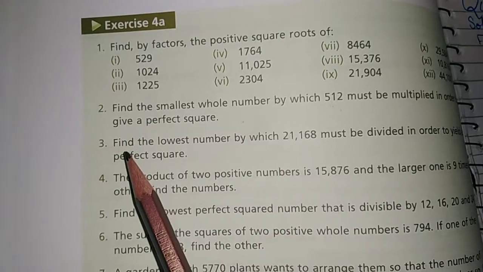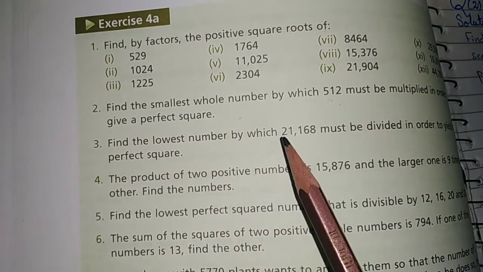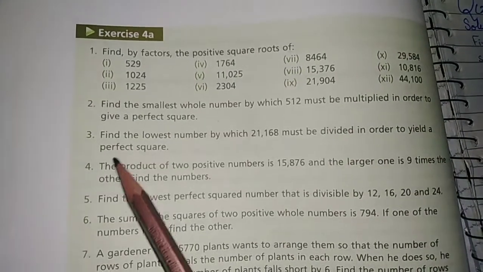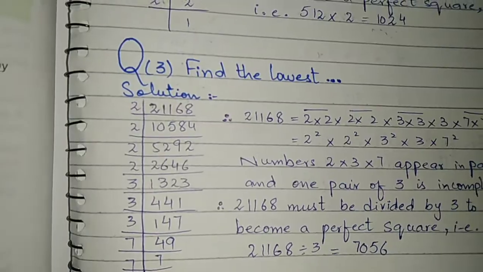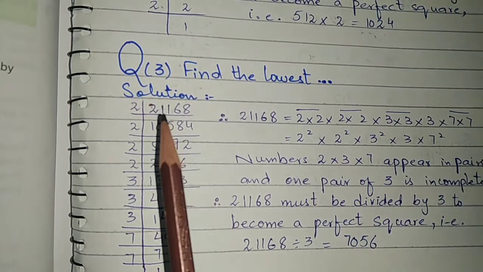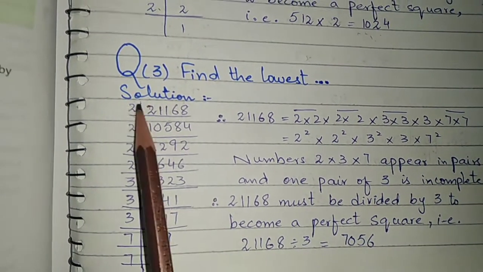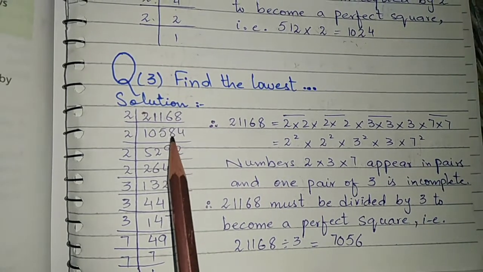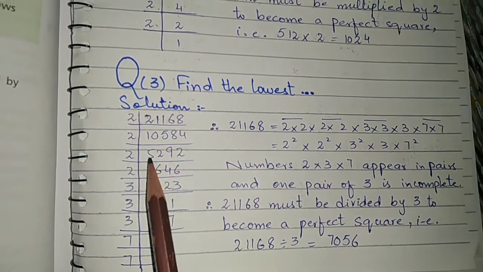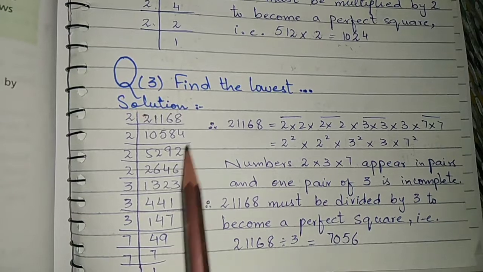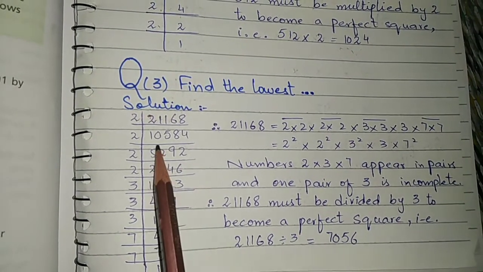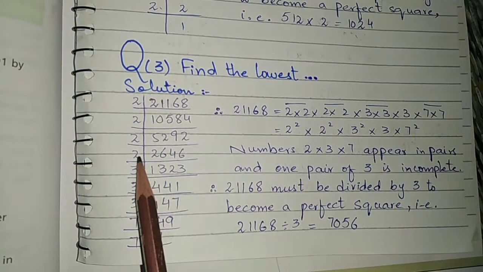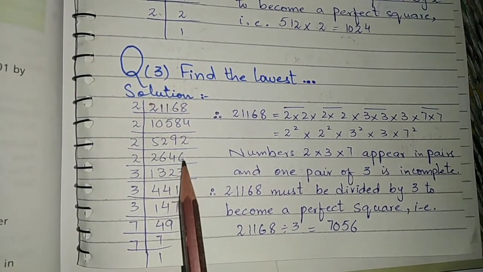Question number 3 is: find the lowest number by which 21,168 must be divided in order to yield a perfect square. The prime factorization of 21,168: 2 1s are 2, 0 and 2 5s are 10, 1 carry, 2 8s are 16 and 2 4s are 8. 2 5s are 10, 2 2s are 4, 2 9s are 18 and 2 2s are 4. 2 2s are 4, 1 carry, 2 6s are 12, 2 4s are 8 and 1 carry, 2 6s are 12. 2 1s are 2, 2 3s are 6, 2 2s are 4 and 2 3s are 6.